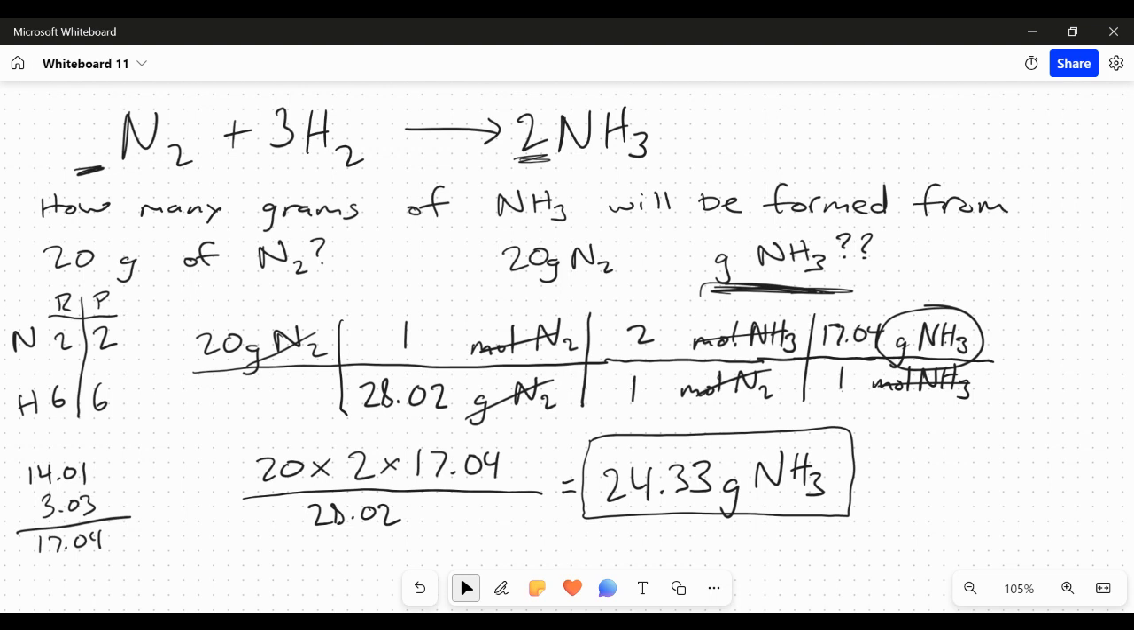Okay. So with these tools, you can now freely convert between grams or molecules of any substance into grams or molecules of any other substance as long as you have a chemical equation.